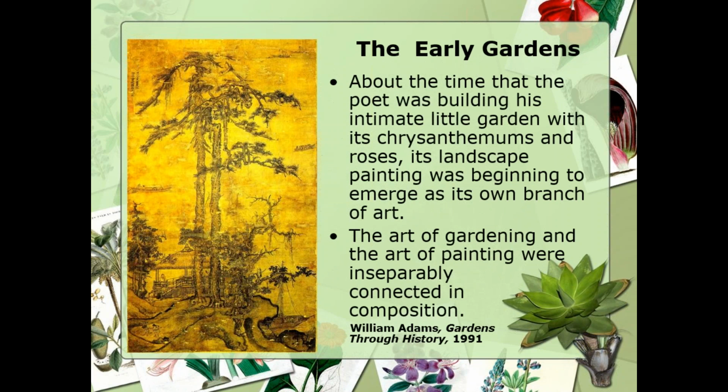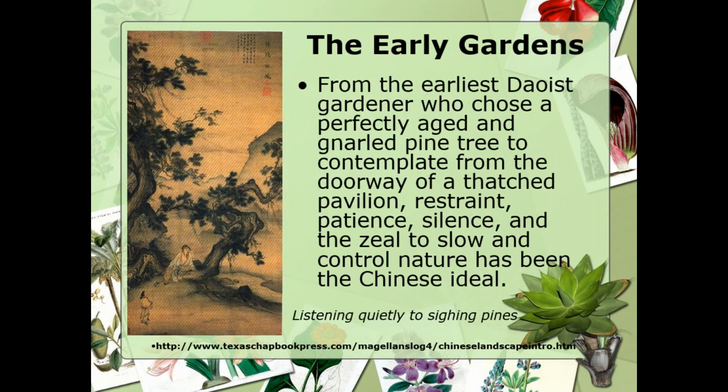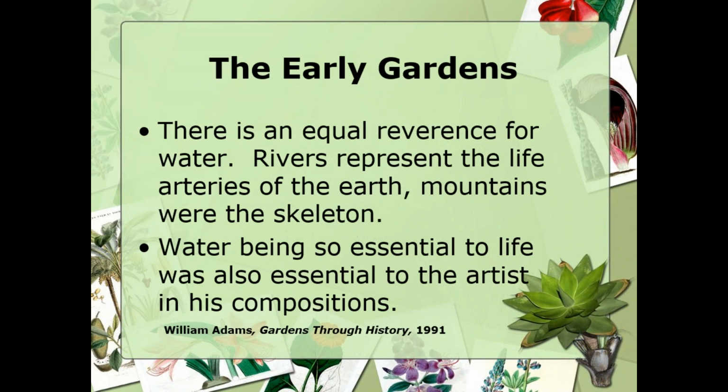So here we'll continue to talk a little bit about Taoism. I think it is important to focus on the water and how much that meant to them. There's an equal reverence for water. Rivers represent the life arteries of the earth. Mountains were the skeleton. Water being so essential to life was also essential to the artist in his compositions.